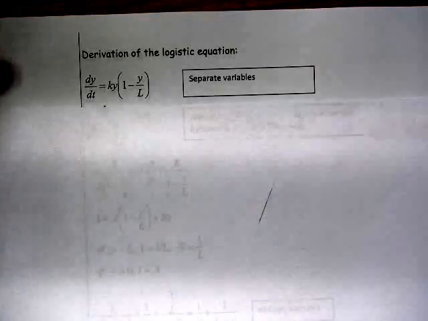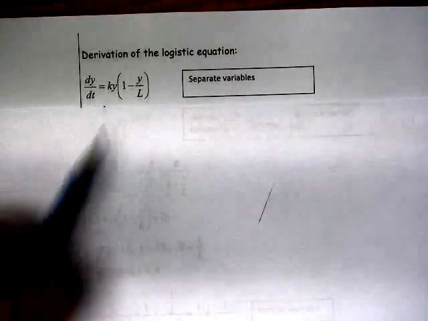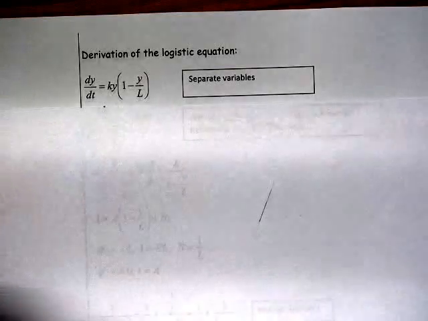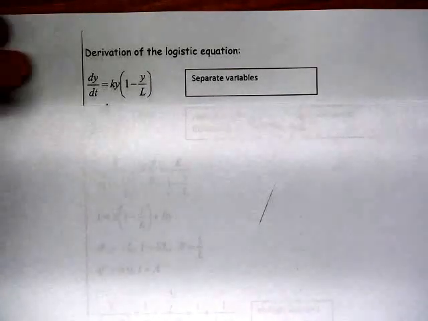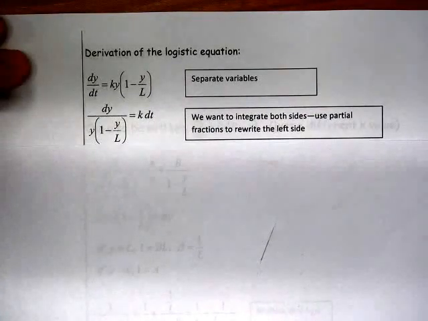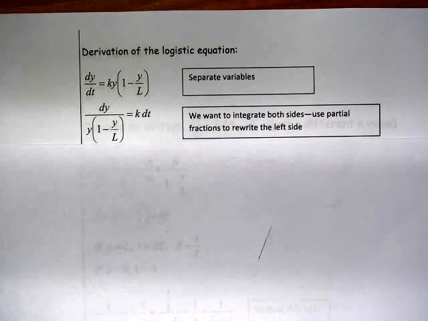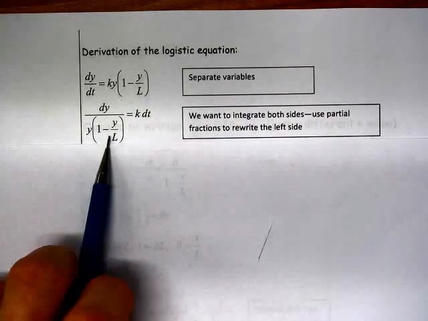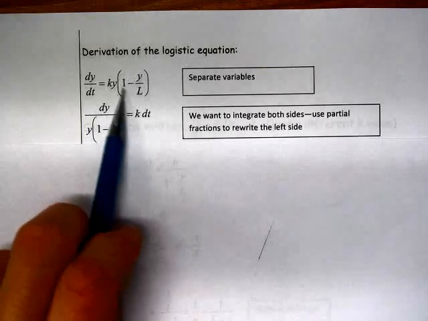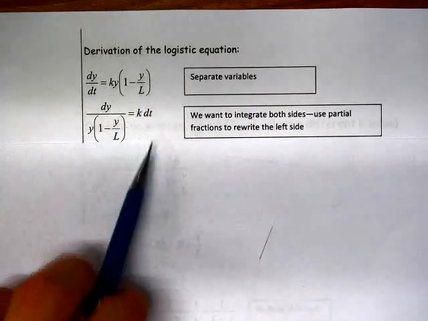Okay, so the first step is we have a separable differential equation here. Just like for any separable differential equation, we're going to separate the variables. And when we do that, it looks like this. So I divide this whole term over, I multiply the dt over.